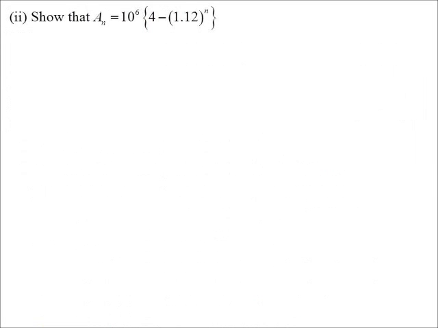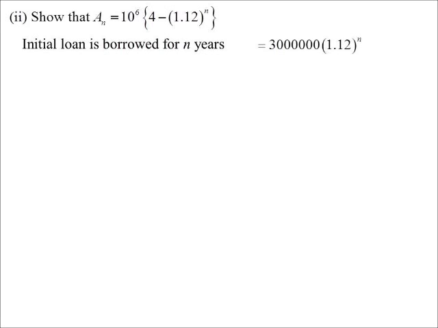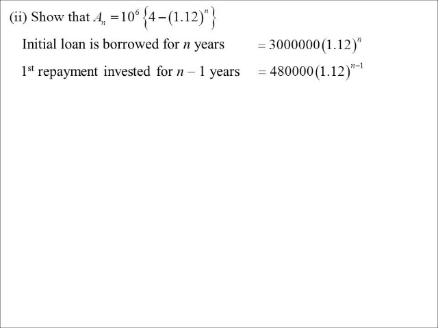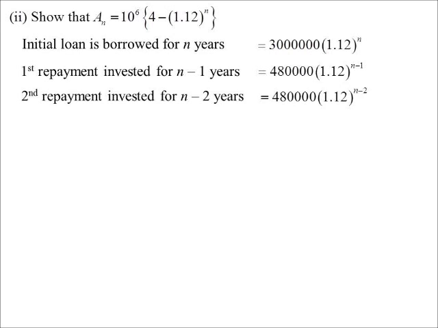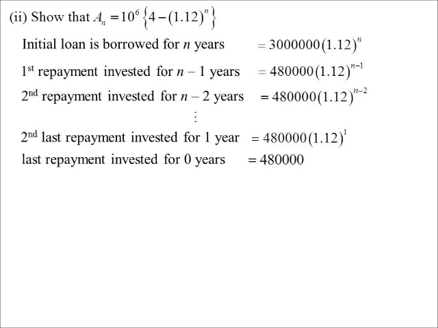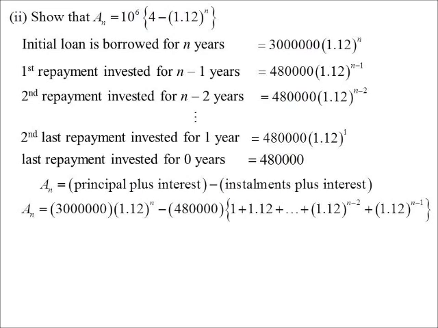Show that amount N is this wonderful expression, 10 to the power of 6 outside of 4 minus, okay. Well, this time the initial loan will be to the power of N, because we don't know what N is. So the first repayment will be for N minus 1 years, then N minus 2 years, and so on until we get to that last repayment. Still the same idea, principal plus interest minus instalments plus interest. So subbing in, there's amount N, but we want to show it's 10 to the power of 6. So we've got a bit of work to do here.